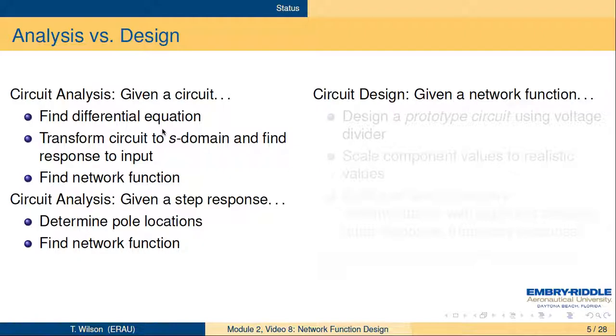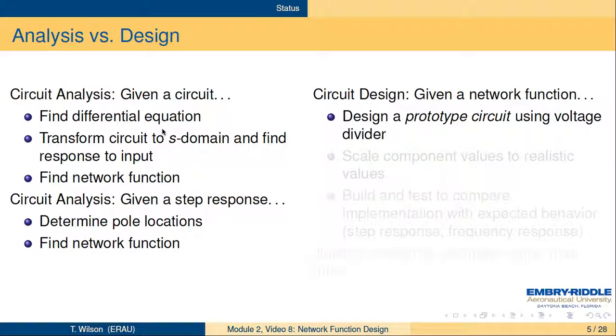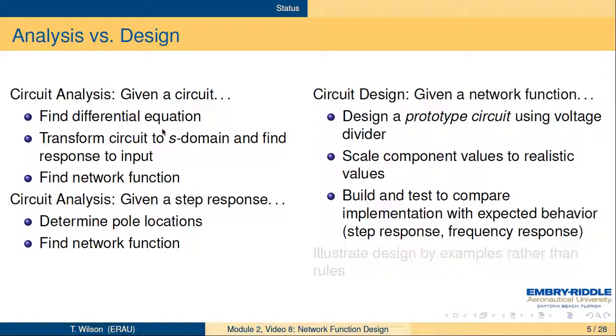Design's more fun. Given a network function, it's going to be a multi-stage process. We're going to start by designing what we call a prototype circuit that will be using component values that aren't realistic, but that let us get started on this thing. Then we're going to scale the component values up to realistic values, and then we can build and test. If we were in a lab situation, we would build the circuit we design and compare the implementation with the expected behavior we'd get from the analysis of the network function we're looking at.